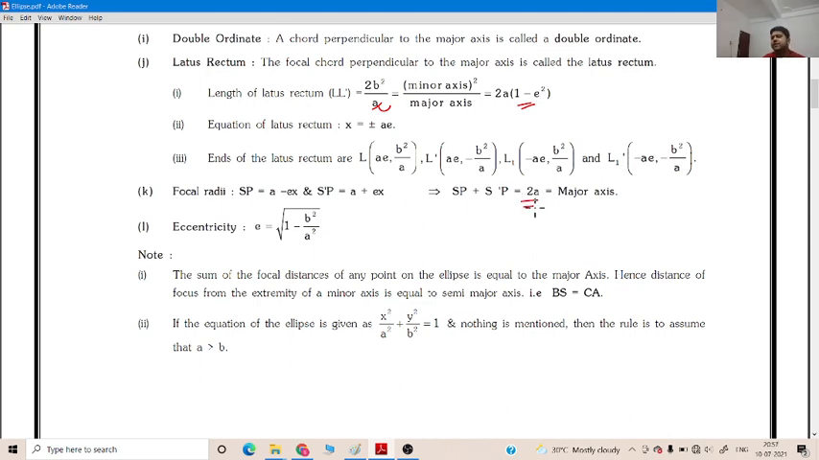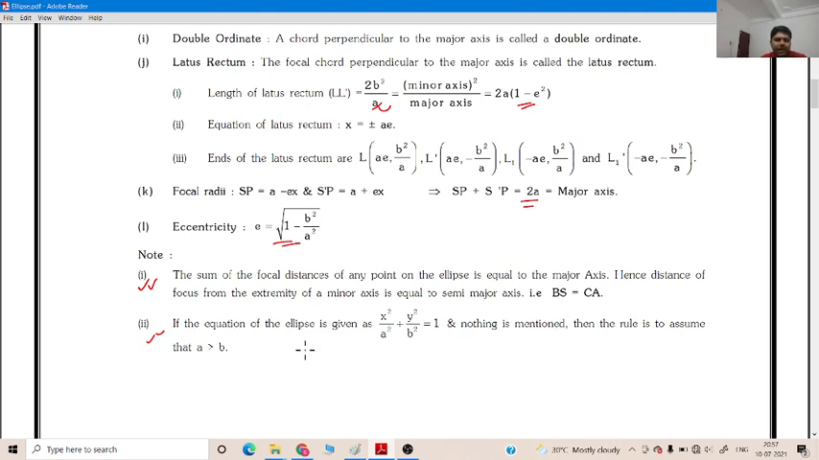That means it is one of the important results: the sum of distances from a point on the ellipse to the two foci is equal to the length of the major axis. Also, you can find the eccentricity is equal to root over 1 minus b square by a square. Another result is that the distance of the focus from the extremity of a minor axis is equal to the semi-major axis.